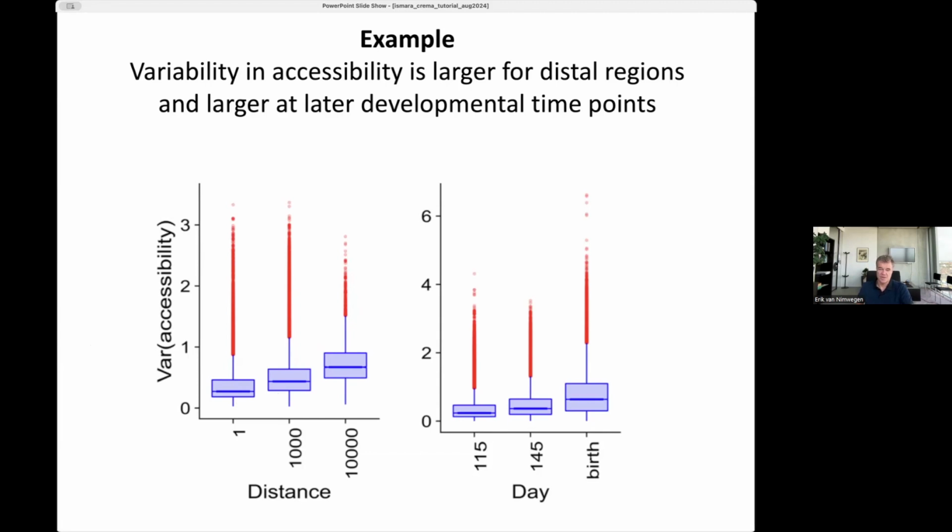In a similar way, you could look at the variability at an earlier time point versus at later time points. Okay, so you can take all the samples at day 11.5, day 14.5, and birth, and look at the variability across CREs in the genome, and then you see that at birth, the CREs are a lot more variable than they are early in the time point, right? So these are just two examples of some analysis you can do downstream, where you use the results that come out of CREMA, the flat files, to make these kinds of plots yourself.